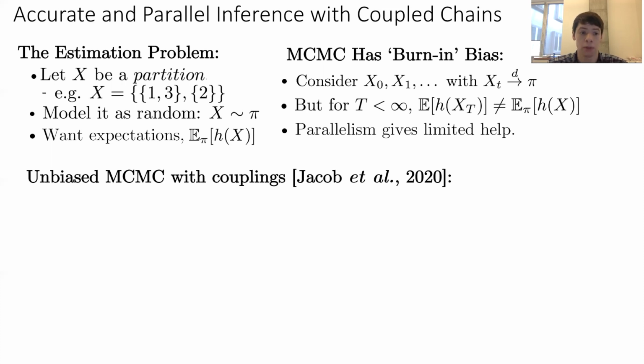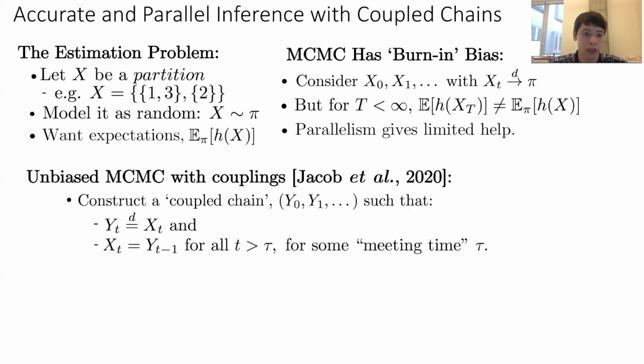To approach this problem, we use computational couplings following the framework of Pierre Jacob and his co-authors from 2020. I'll give a brief overview of that approach here. We construct a second coupled chain, which I'll write as y, which is equal in distribution to x, and has the property that it becomes exactly equal to x. It meets x for all t after some meeting time tau, with an offset of 1.